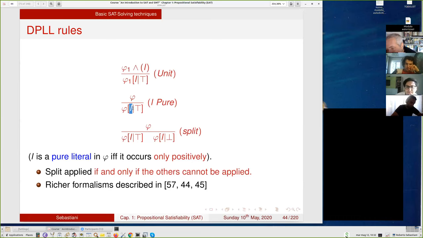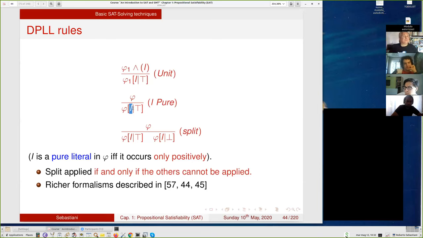Or written another way, if L is pure, is positive, and there exists a model in which L is assigned to false, that means that the assignment of that variable to false is irrelevant. So if I dropped that assignment, this would still be a solution, a model for the formula. Well, think about that.